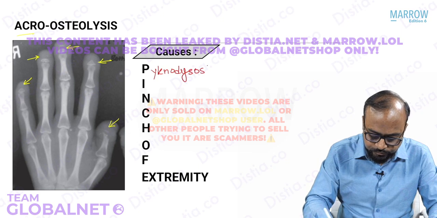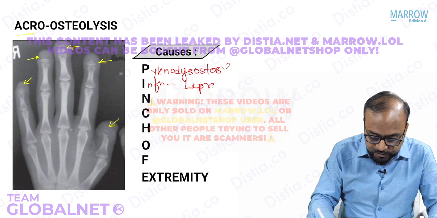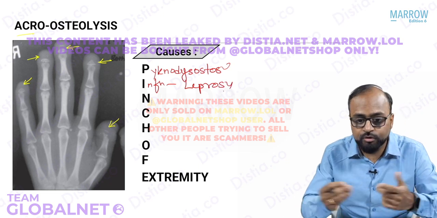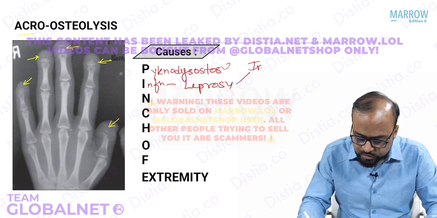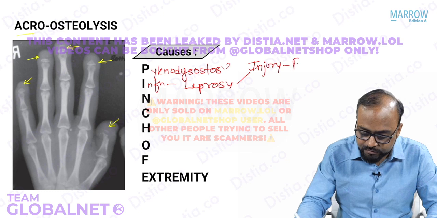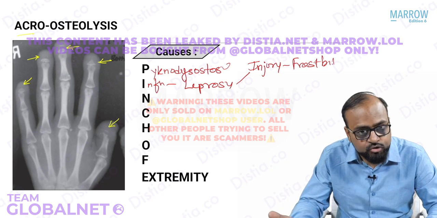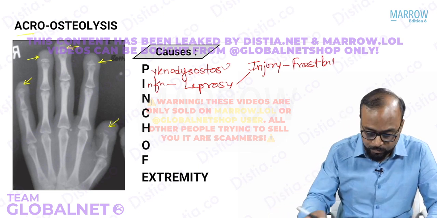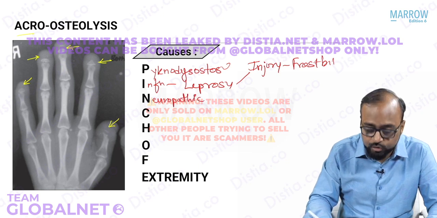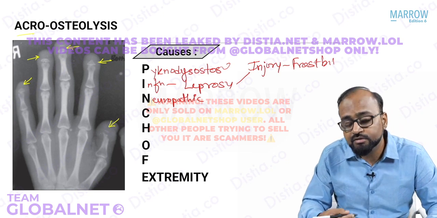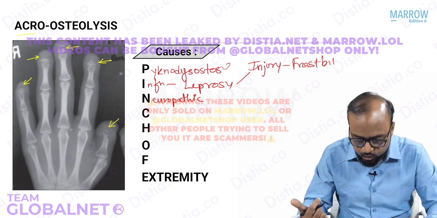Pycnodysostosis can cause it. Certain infections like leprosy, we know there is bone destruction which is going to occur. Injuries like frostbite can occur, electrical injuries can occur, infections like leprosy can occur, neuropathic joints, neuropathic conditions. We have already discussed neuropathic arthropathy, if you remember, in diabetes mellitus, spinal cord syrinx, or subacute combined degeneration. So tabes dorsalis, neuropathic involvement can occur.